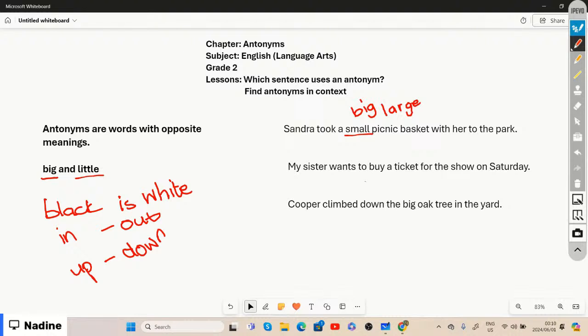Then it says, my sister wants to buy a ticket for the show on Saturday. What is the opposite of, let's say, my sister or buy? Yes, huge is also a word that is the opposite of small. Well done.